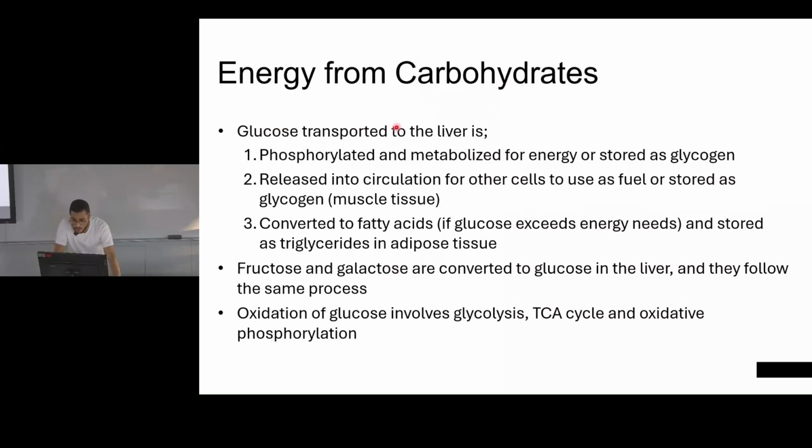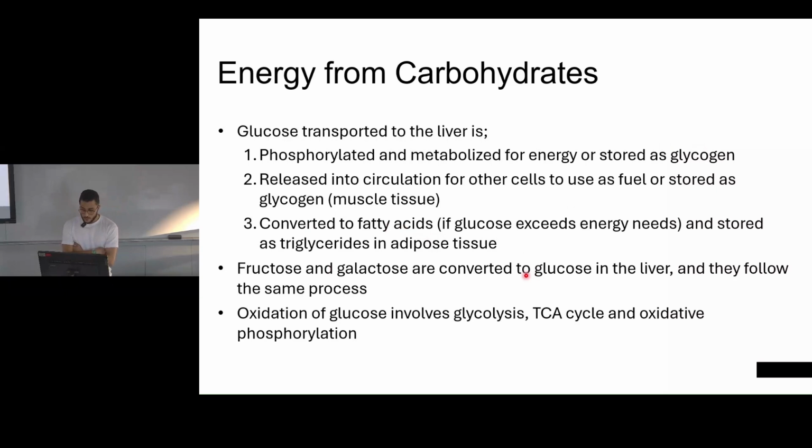Glucose is transported in the liver, it gets phosphorylated, and either stored as energy, as glycogen, or released for other cells, okay? When it gets to those cells, then it undergoes glycolysis, TCA cycle, and whatnot, okay? The excess glucose gets converted into fatty acids and glycogen, okay? Make sense? And these fatty acids are then stored as triglycerides in your adipose tissue. Fructose and galactose are also converted to glucose. So everything goes to glucose.